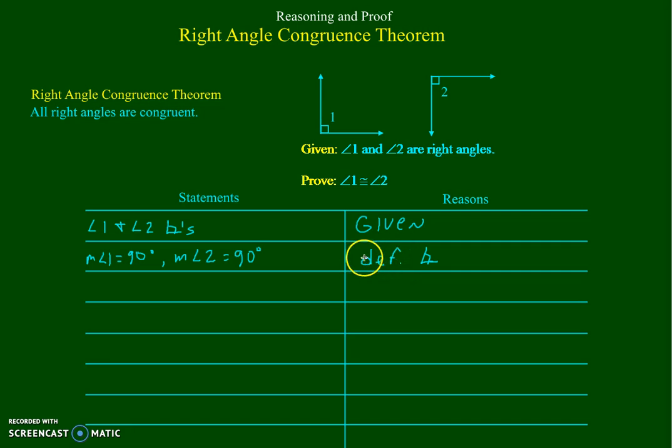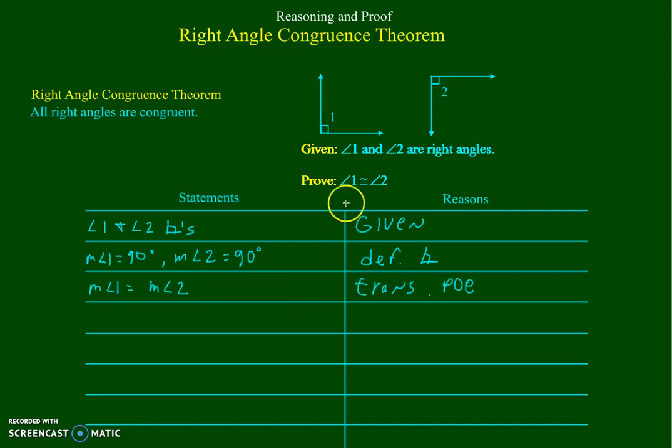So the definition of right angles means that the measure of angle 1 is 90 degrees and the measure of angle 2 is 90 degrees. Now you should see a familiar pattern forming here. If A equals B and B equals C, then A equals C. That's right, transitive property of equality. And it's equality because we have an equal sign here. So if this equals this and this equals this, then this has to equal this. So that's transitive property of equality.